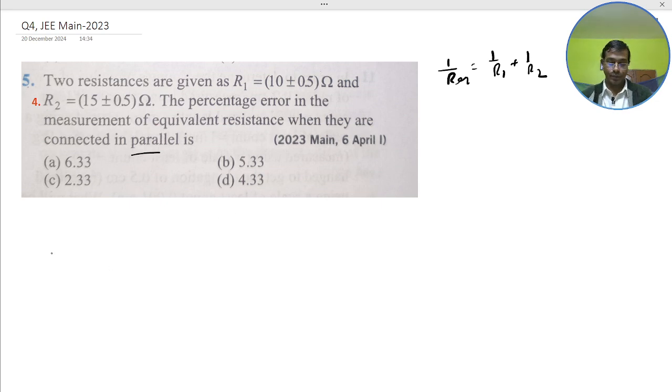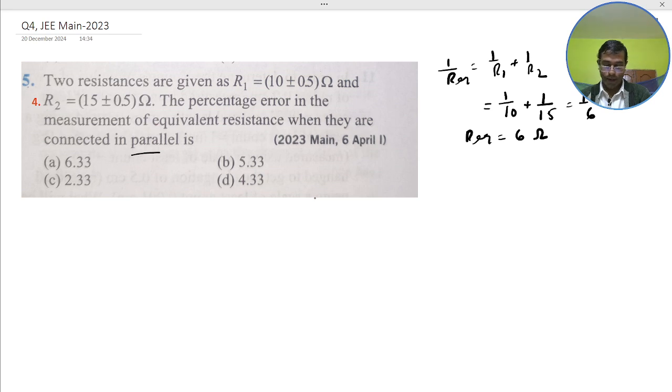So first one, let's put this value: 1 by 10 and 1 by R2 means 1 by 15, you just get 1 by 6. So R equivalent is equal to 6 ohm.